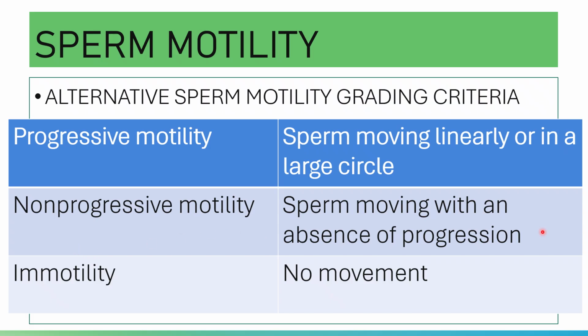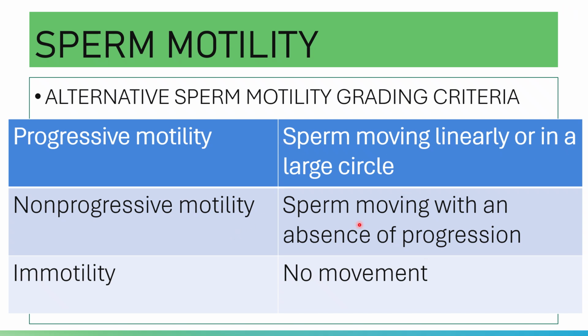For non-progressive motility, all other patterns of motility with an absence of progression. The sperm is moving with an absence of progression, meaning there is no distance that is displaced. There is no progression. The sperm cells are just moving, like swimming in small circles. Please note, small circles.